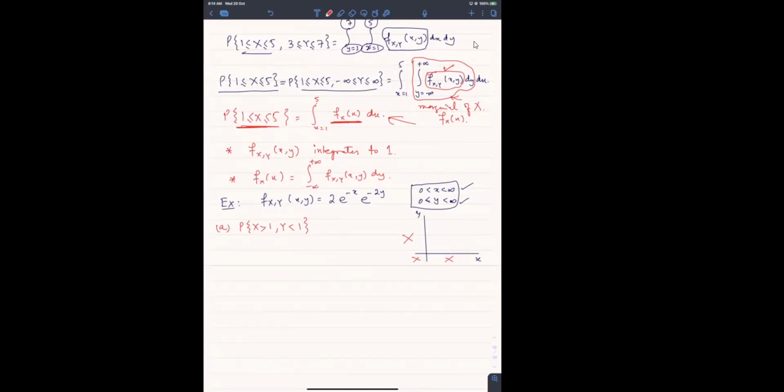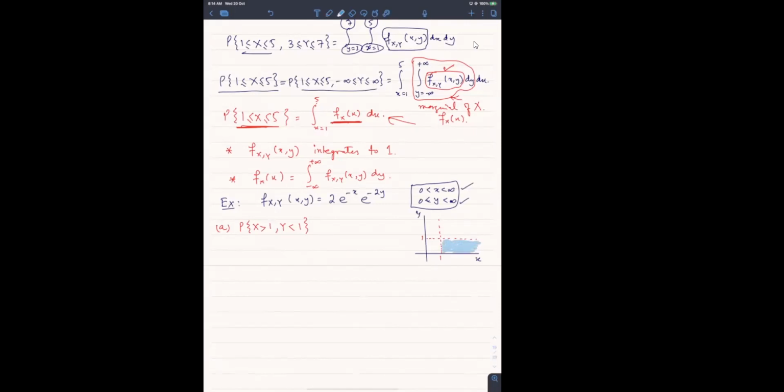Y less than 1 का मतलब है कि anything under this line. ये अगर 1 हो तो under this line. And x greater than 1 का मतलब है कि anything to the right side of this line. So the region that we are talking about here is actually this region. ये वाला जो region है ये सारा 0 से, ये 1 से लेके infinity तक.